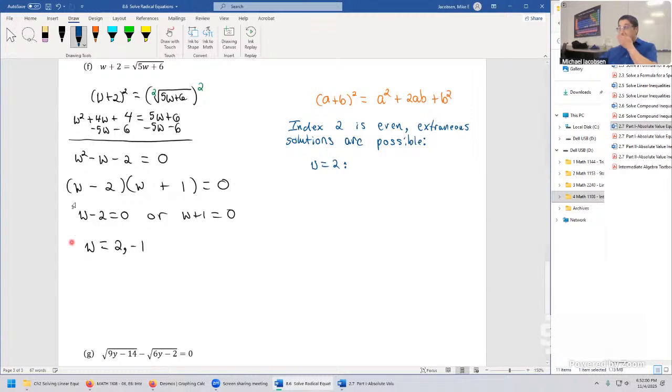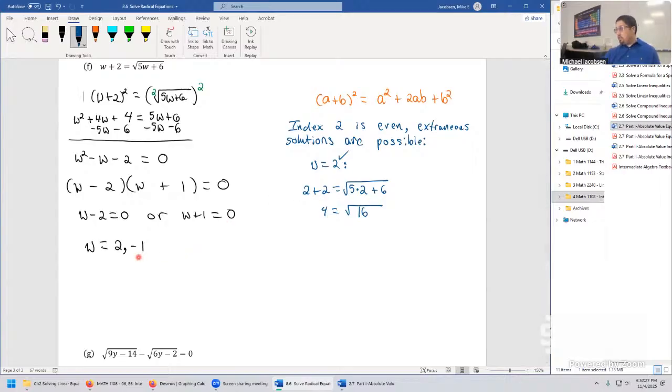When w is a 2, we go back to the original equation and substitute. We have 2 plus 2 on the left-hand side. Then it's going to be root 5 times 2 plus 6 on the right-hand side. So now 4 equals the root of, this is 10 plus 6 for 16. And that looks great. The square root of 16 is a 4. So w equals 2 will check out.